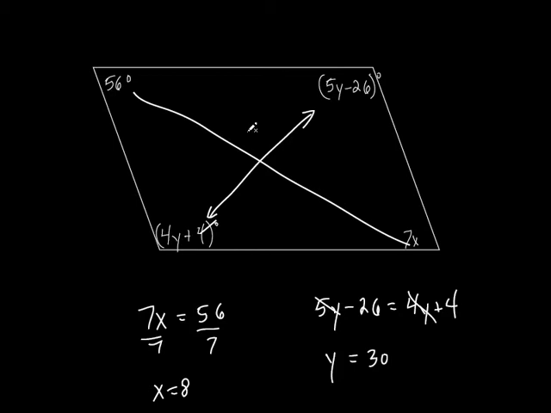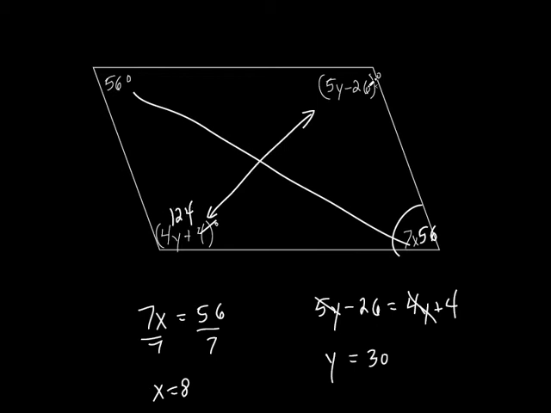Again, remember, we didn't know it was a parallelogram to begin with, but if x is equal to 8, and if y is equal to 30, then this would be a parallelogram. Let me just show you. So if x is equal to 8, what's this angle right here? 7 times 8 is 56. Are these two opposite angles equal? Yeah, it is. Okay, what's going to make these two opposite angles equal? Well, y is equal to 30. So 4 times 30 is what? 120 plus 4 is 124.